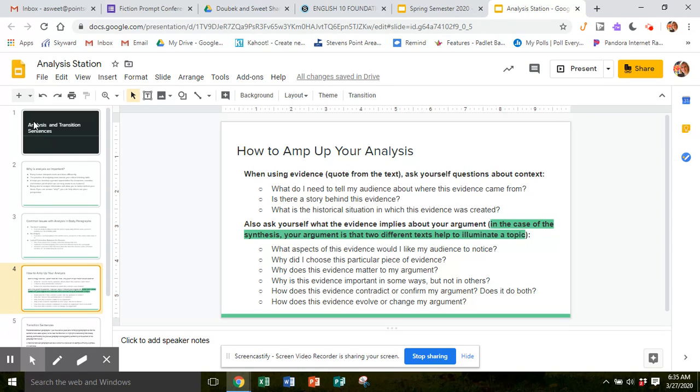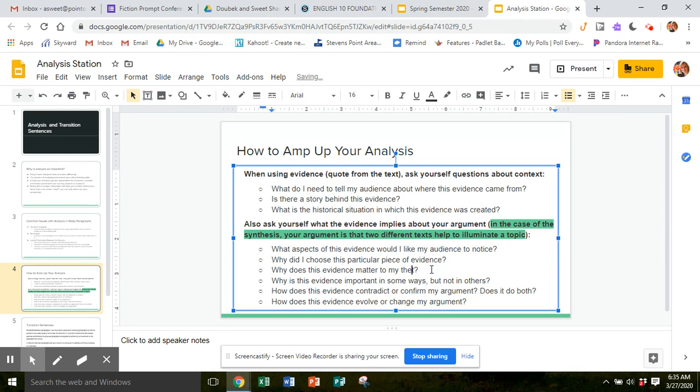So looking over your analysis, you should be thinking about how to set up your evidence, where this came from. Is there a story behind it? Do you need to give some information? And then asking yourself, what aspects of this evidence would I like my audience to notice? Why did I choose this piece of evidence? Why does this evidence matter to my thesis statement? Why is this evidence important in some ways but not in others? Does this evidence contradict my thesis?